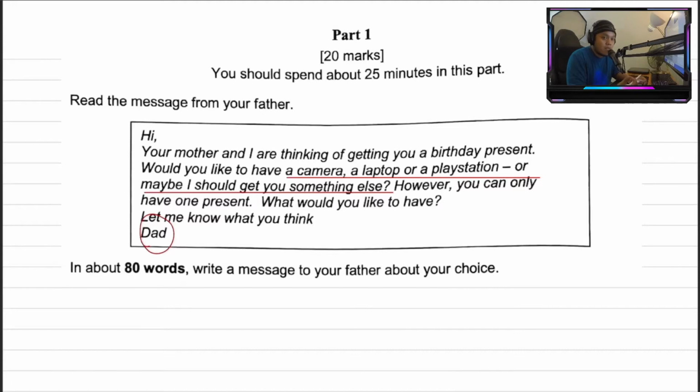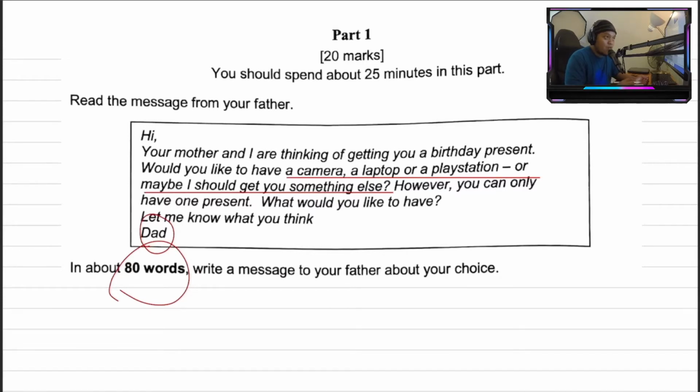For example, if you want to choose a camera, make sure you know what to talk about regarding the camera. That will help you when you are writing later, because of course you will have to explain your choice. If you don't know what to write about, the choice is going to be very difficult. Another thing to note is that it should be about 80 words. And then you have to tell your father about your choice. All of these are the basic things that you should know.